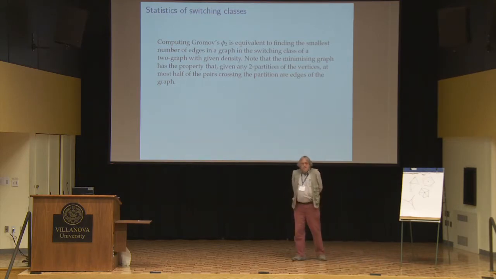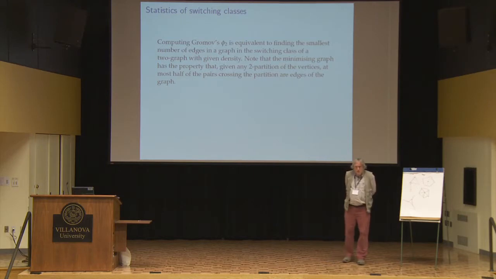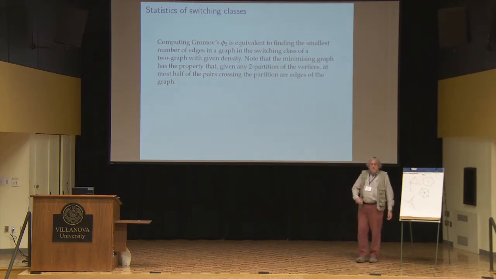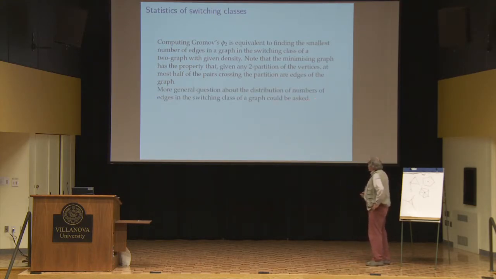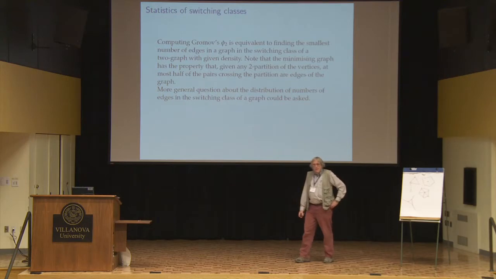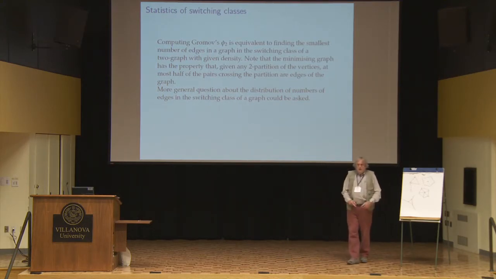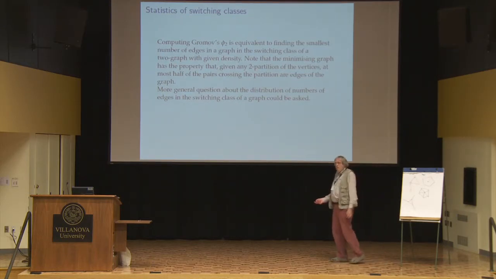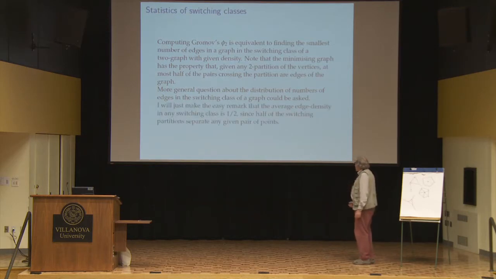And that suggests that actually there might be more interesting things to find out about switching classes. A switching class is a set of 2 to the power n minus 1 graphs, some of which might be isomorphic, but they'll have varying numbers of edges and varying numbers of triangles and maybe other properties varying. There might be more interesting questions to ask about these things. Distribution of the number of edges in the switching class, how tightly concentrated or otherwise can it be, and stuff like that. And I don't know, there's just a small amount of work on that. I'll just give you one tiny little piece of information. The average edge density in any switching class whatsoever is always a half.